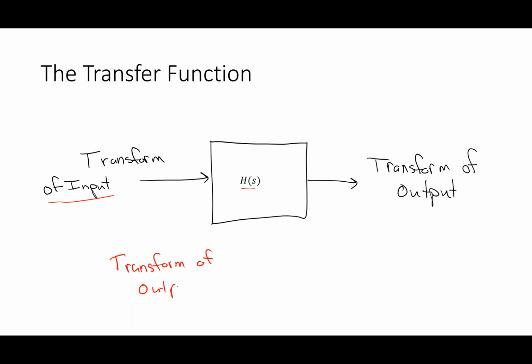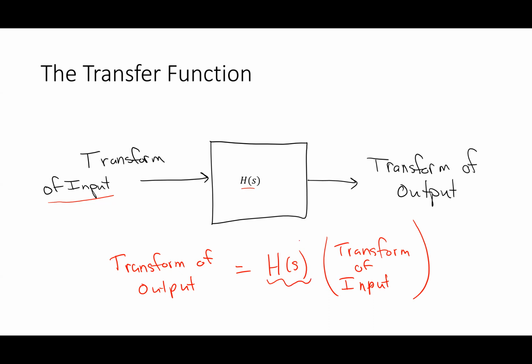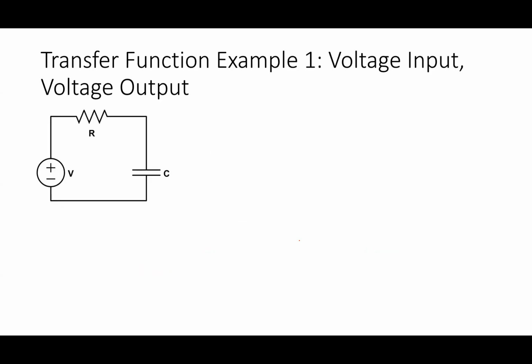Transform of the output is equal to H of S times the transform of the input, okay? And that's what we did on the previous slides. Now, one thing that's often done is we don't tend to focus too much on taking Laplace transforms. There's ways we can get around that, but we do try to use this Laplace impedance to figure out the transfer function in different cases, okay?